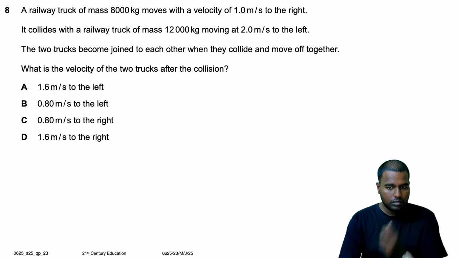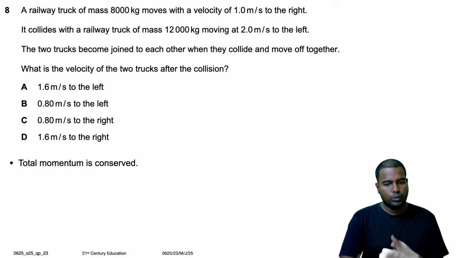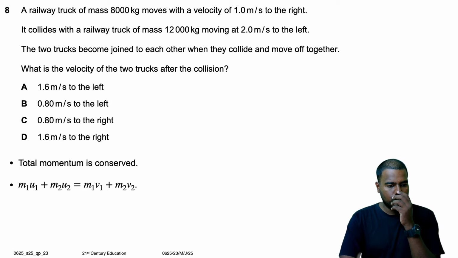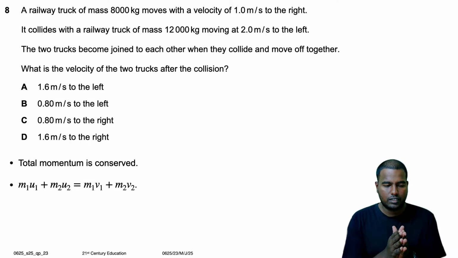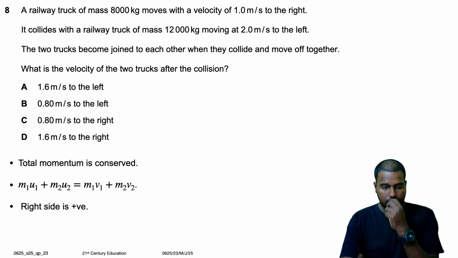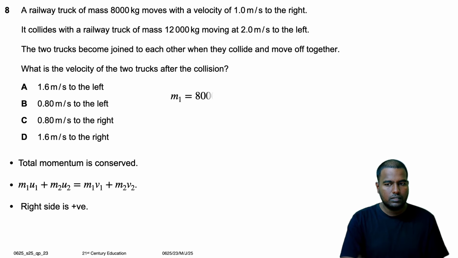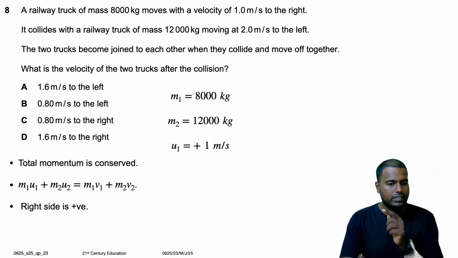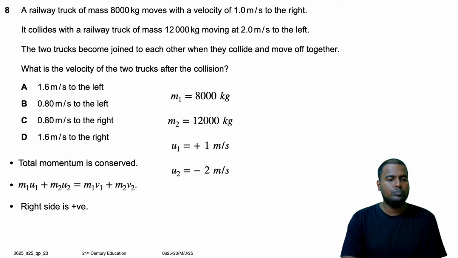Now we know that total momentum is conserved. So what is total momentum? M1 U1 plus M2 U2 is M1 V1 plus M2 V2. The left side is the total momentum before collision of truck 1 and truck 2, and the right side is the total momentum after collision of truck 1 and truck 2. Now let's take right side as positive for reference. So we know M1 and M2. U1 is the velocity of the first truck, going towards the right, so it's plus 1 meter per second. U2 is going to the left side, so it's minus 2 meter per second.